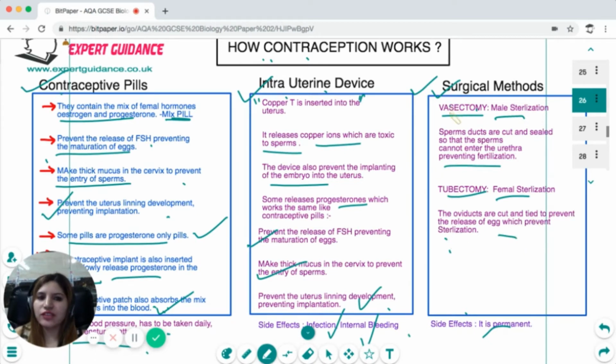The side effect of this is that it is permanent, so you cannot resume your fertility. But with contraceptive pills, you can stop the pills and the hormone levels return to normal. And with intrauterine devices, you can remove the device and then fertility is restored.